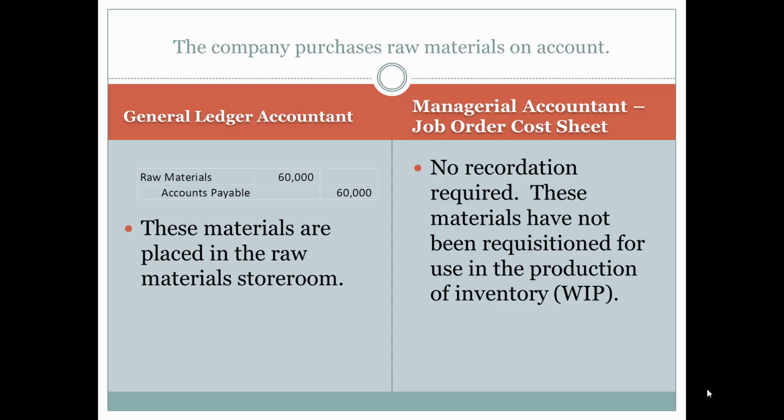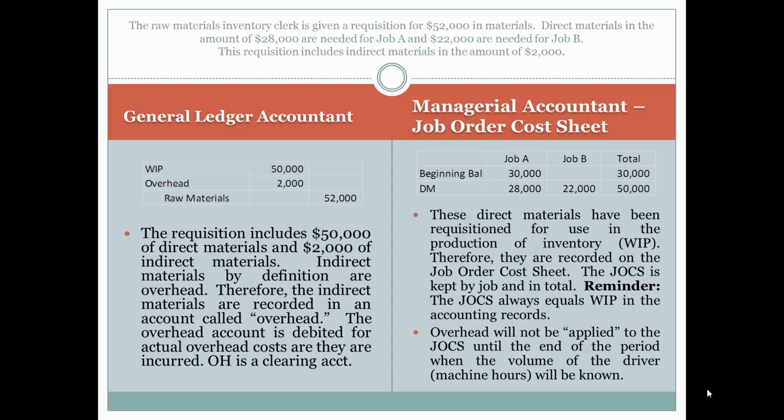The company purchases raw materials on account. In the general ledger, raw materials, an inventory account, will be debited and accounts payable will be credited. These materials are placed in the raw materials storeroom. No recordation is required, however, for the managerial accountant on the job order cost sheet. These materials have not been requisitioned for use in production. In other words, they are not yet in WIP.